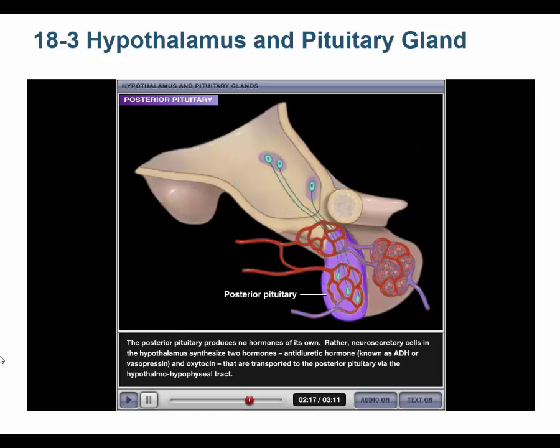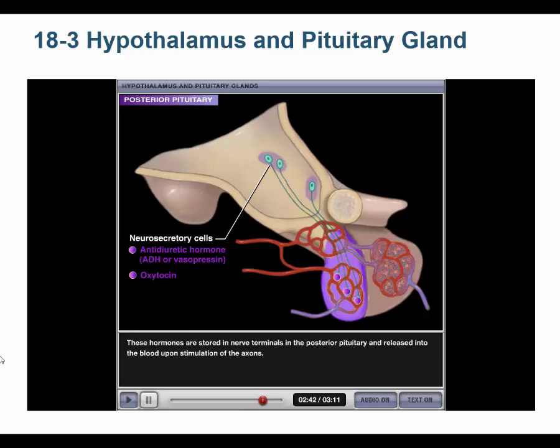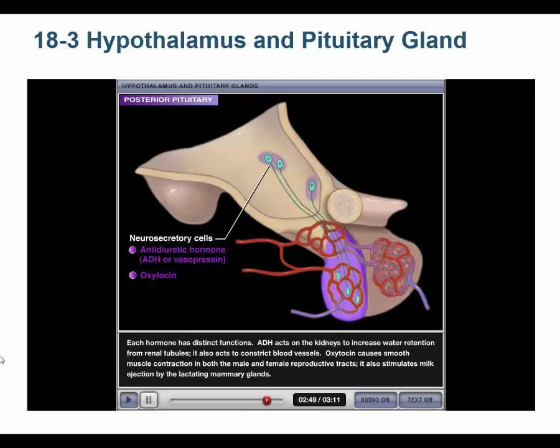The posterior pituitary produces no hormones of its own. Rather, neurosecretory cells in the hypothalamus synthesize two hormones, antidiuretic hormone, known as ADH or vasopressin, and oxytocin, that are transported to the posterior pituitary via the hypothalamo-hypophyseal tract. These hormones are stored in nerve terminals in the posterior pituitary and released into the blood upon stimulation of the axons. Each hormone has distinct functions.